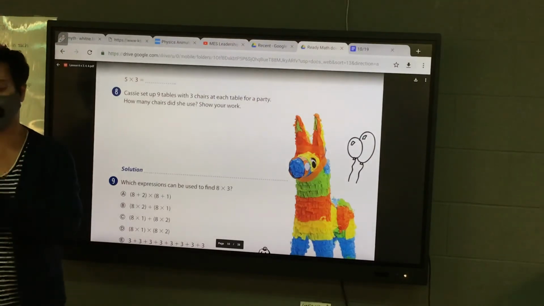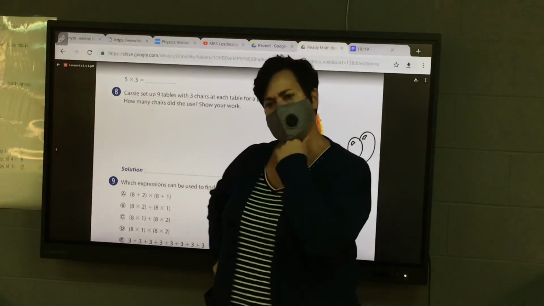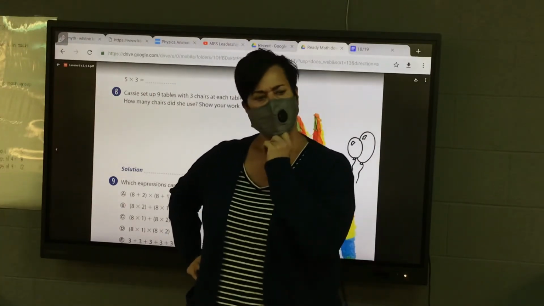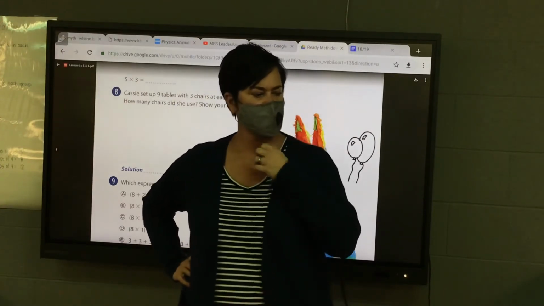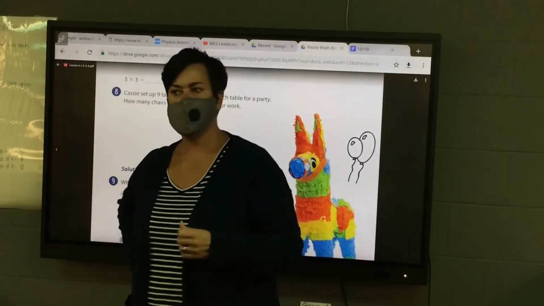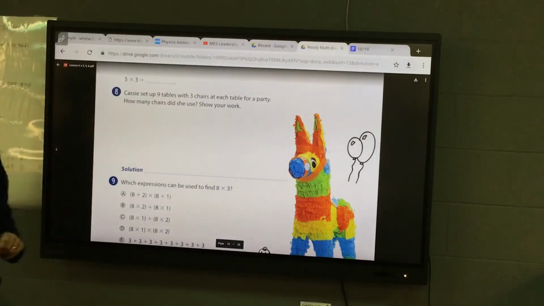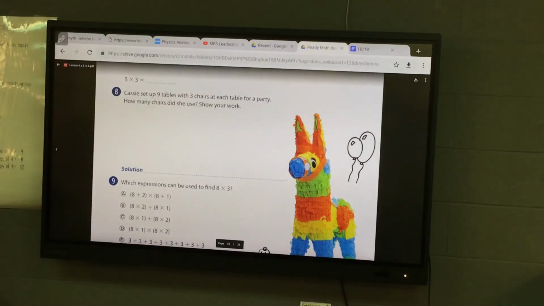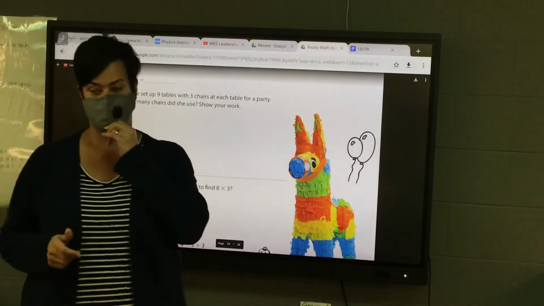So she has these 3 here, these 3 here, these 3 here, and so on. How could we do that? Sit up, please. How could we do that? We can plus 3 9 times. Okay, we could do repeated addition. What might be a little faster than repeated addition?